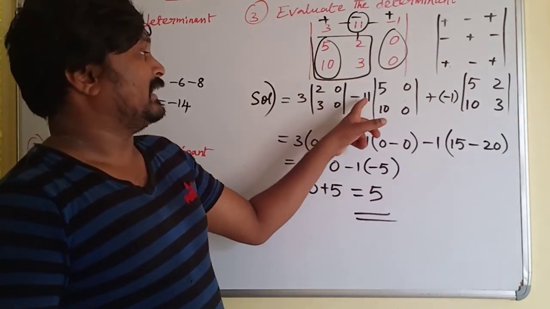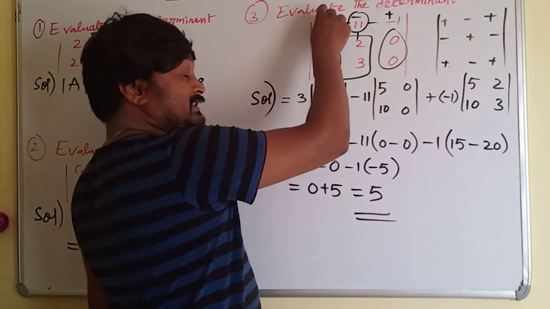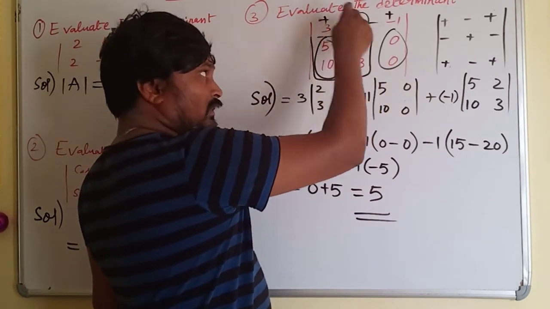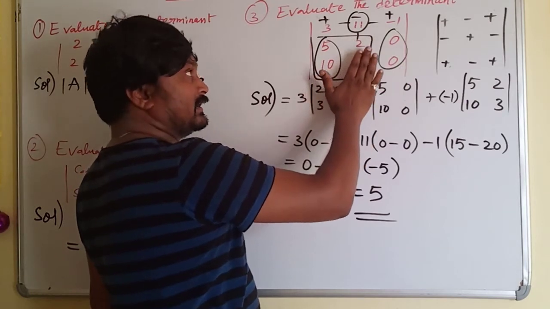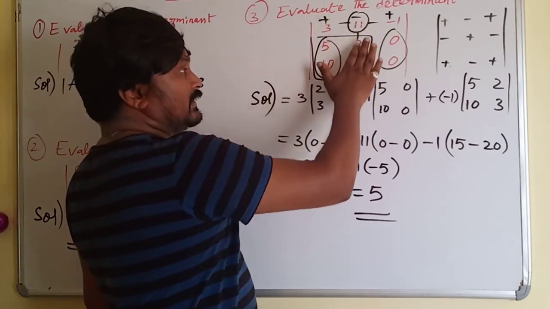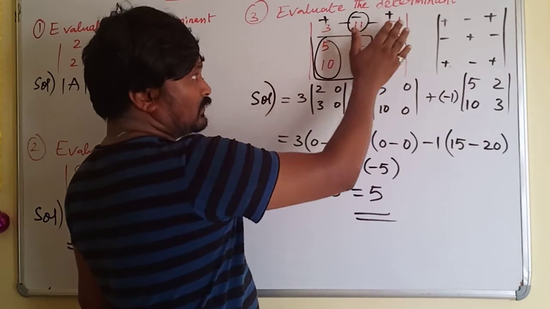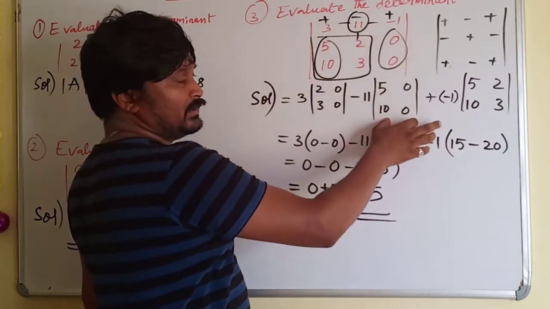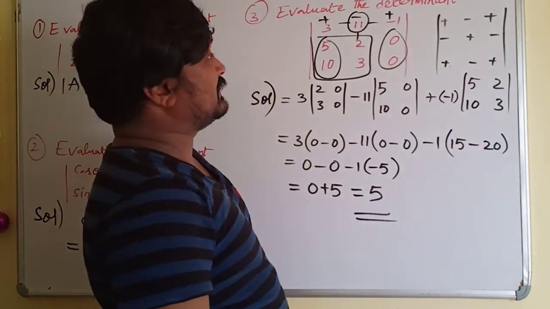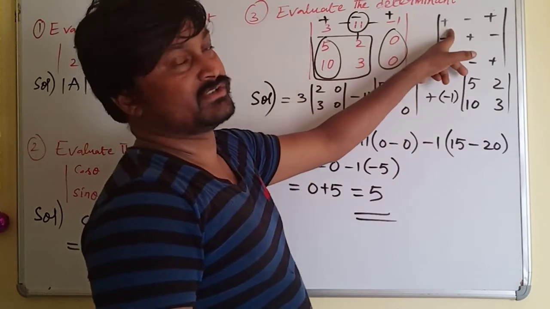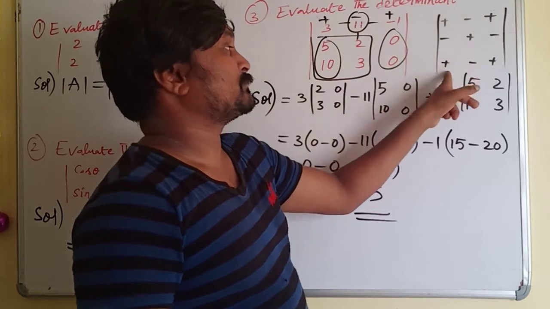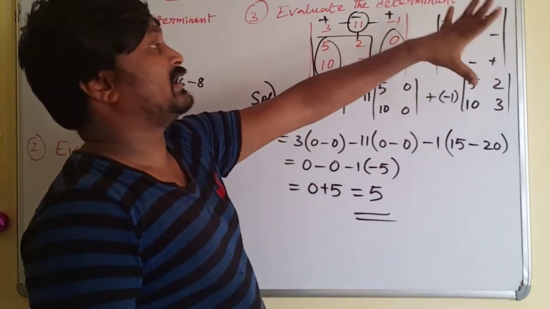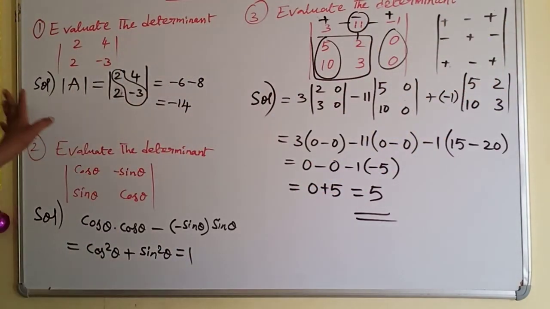Next, minus. See, if you take 3, that row and that column, leave them and write the remaining part. If I take 11, remove that column and that row, then whichever is remaining, you have to write. So in that way. And the signs will be in this way, you need to remember. First plus, next minus, next plus. Next minus, plus, minus, plus, minus, plus. So alternatively it is. Okay? So that is about your first three problems.